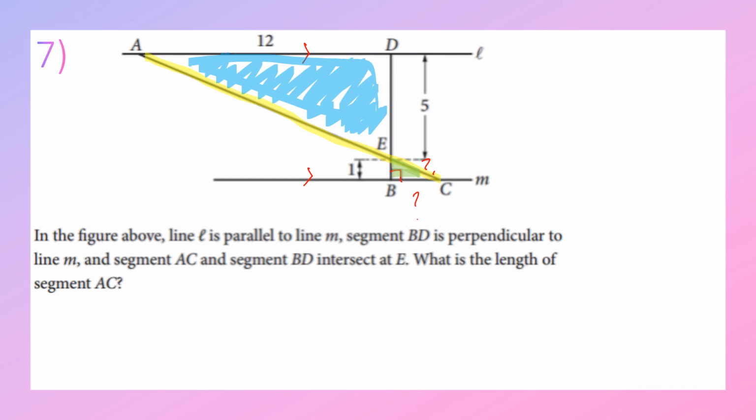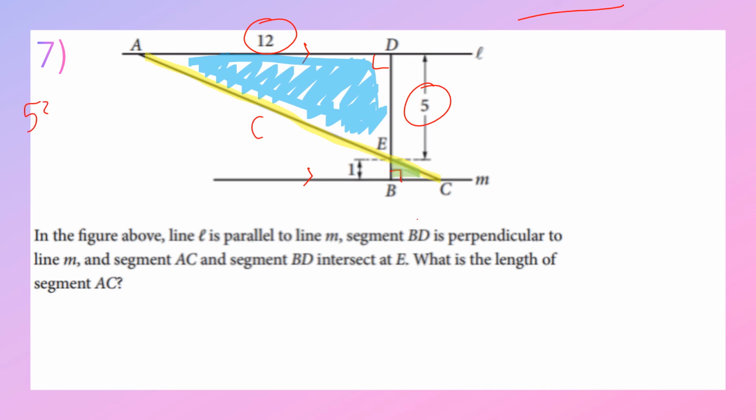Could I prove that that triangle is a right triangle? The answer would be yes, because if BD is perpendicular to line M, it's also perpendicular to line L. We learned that theorem last semester. You could also say that angle B and angle D are alternate interior angles, and because those two lines are parallel, those two angles would also be congruent. So now I have two right triangles. The only one that I could figure out the Pythagorean theorem for would be the big one, because I have my 2 legs there. So let's do that first.